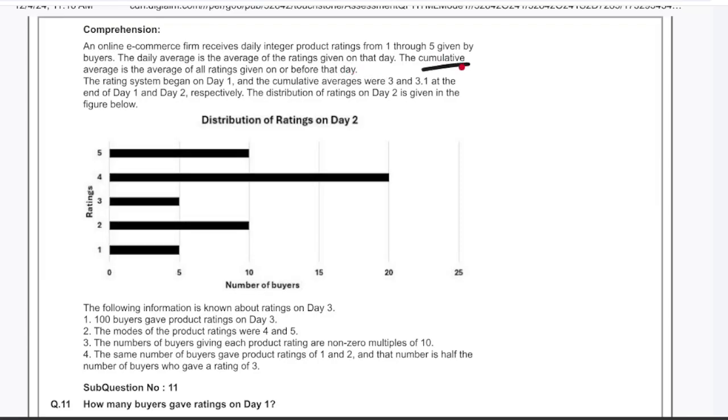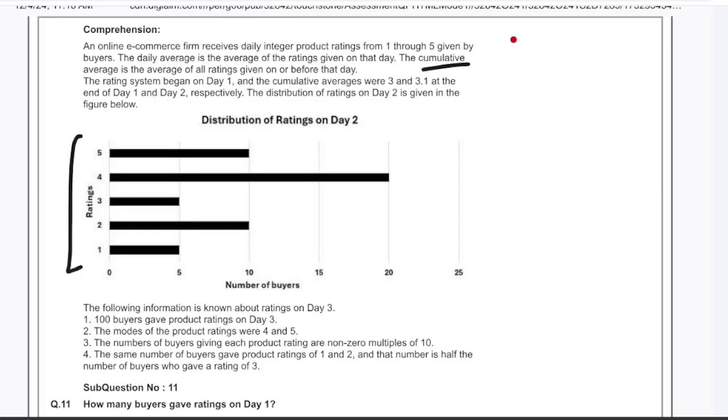Cumulative word, I believe we are aware. We used to practice this when we used to calculate median. The rating system began on day 1. The cumulative averages were 3 and 3.1 at the end of day 1 and day 2. The distribution of ratings on day 2 is given in the figure below.